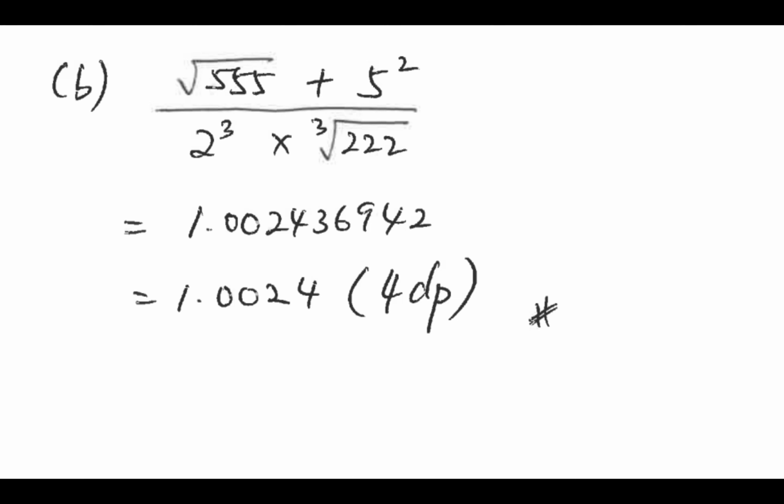Now, it is definitely a good habit to write 4 dp at the end of 1.0024, which represents 4 decimal places, so that it is clear that this is rounded off. Without telling people that it is 4 dp, this solution is technically incorrect, because they are not equal, right? Quite obvious. 1.002436942 is not equal to 1.0024. Hence, indicating 4 decimal places here is quite crucial if you want to be really mathematically correct.